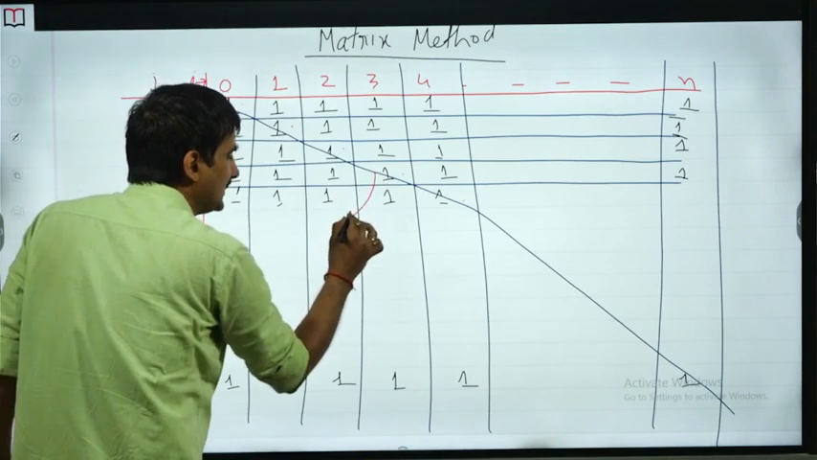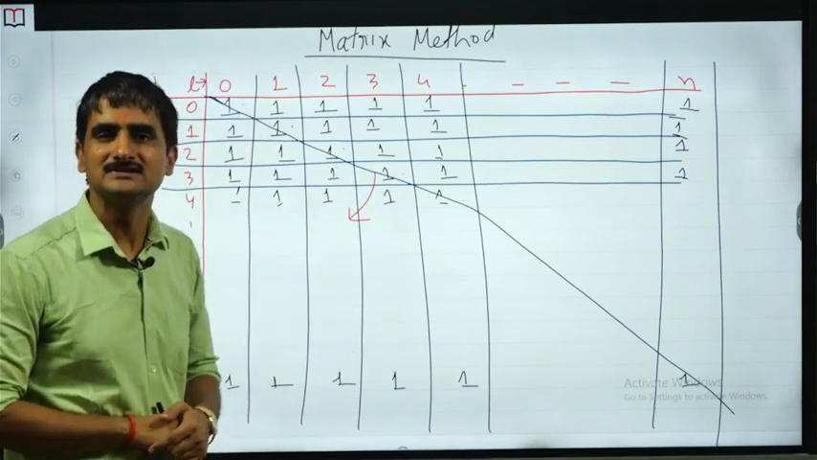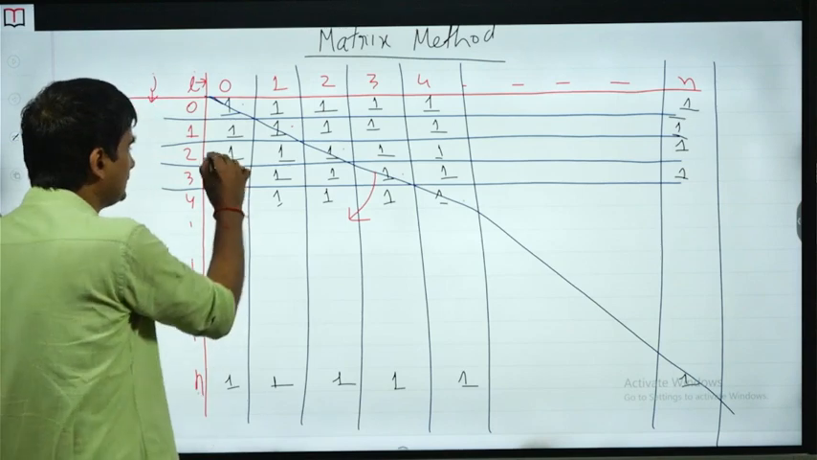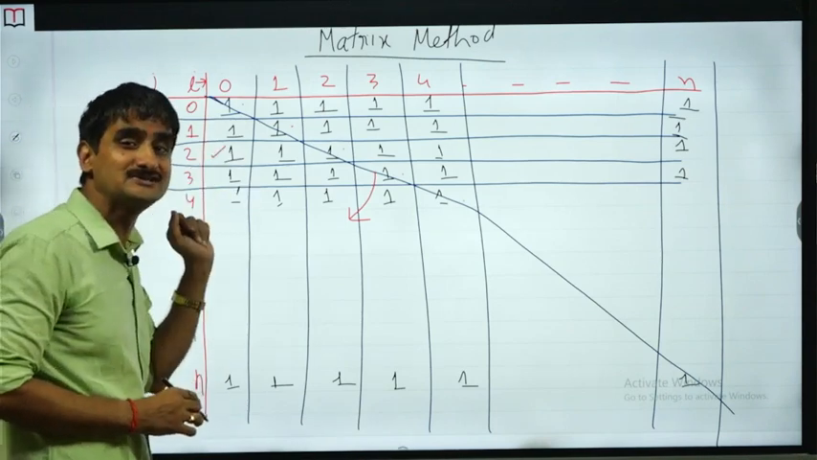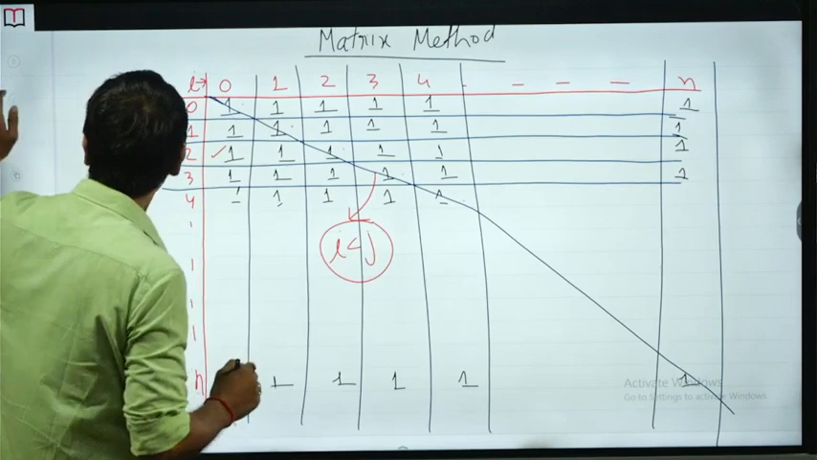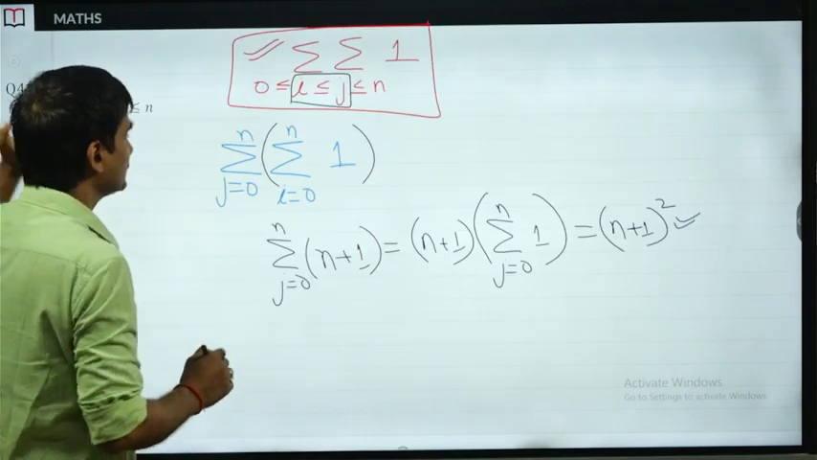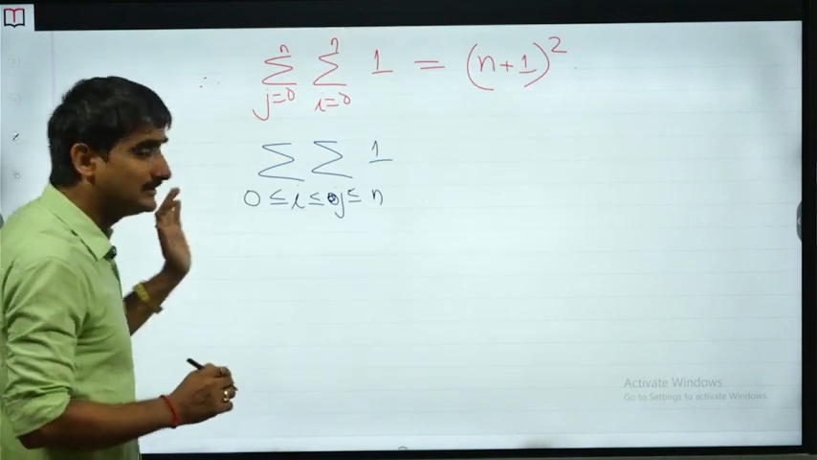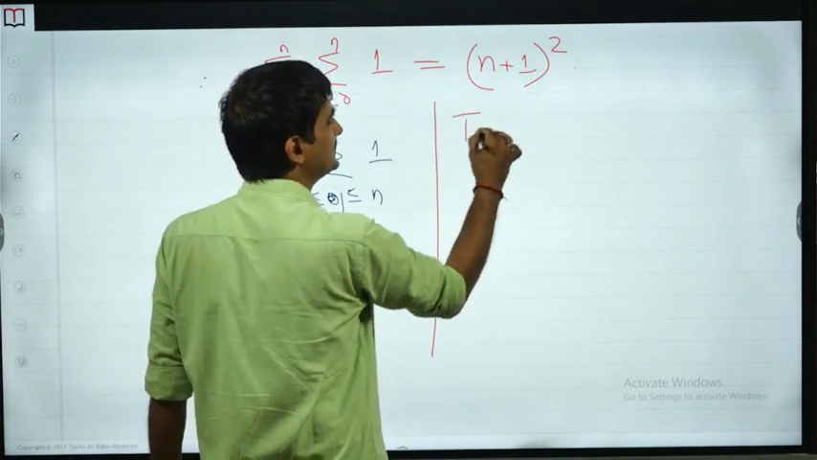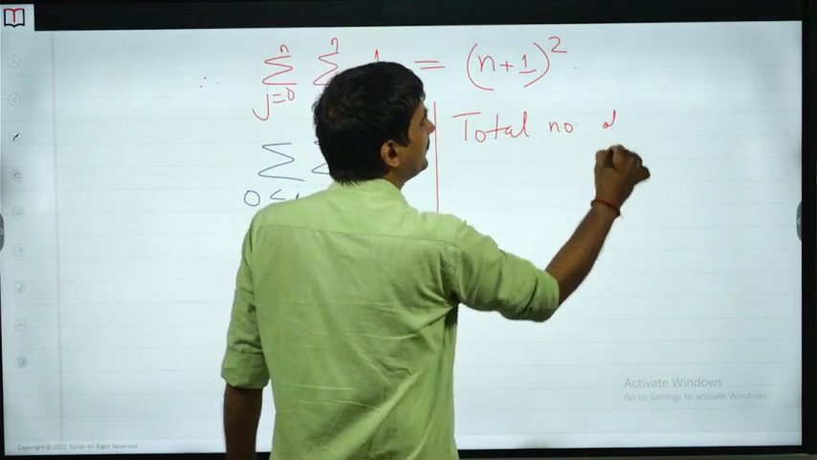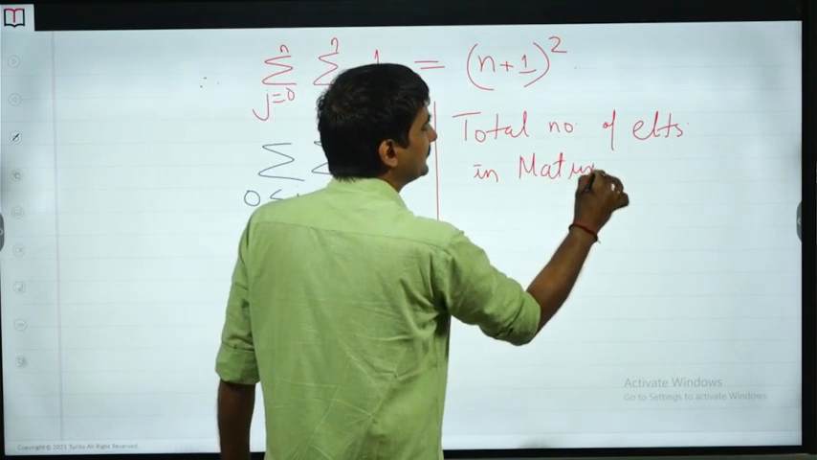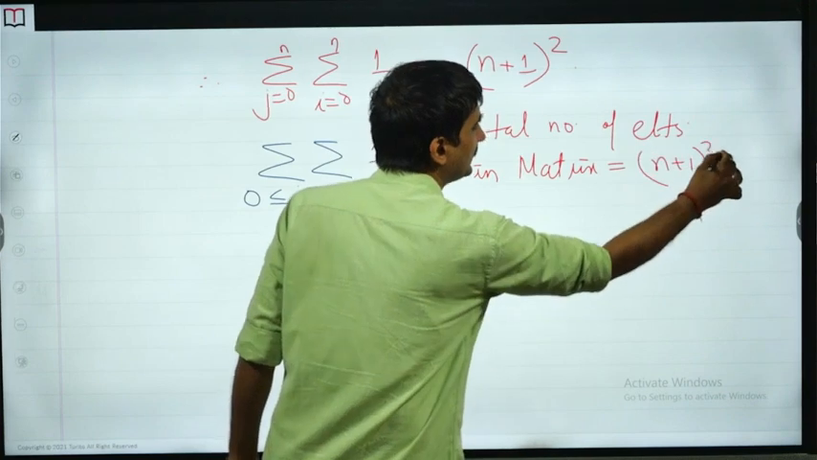So if I am looking at the elements on one side of the diagonal, what is the position? If I look at it, i is 0, j is 2, so i is less than j. So when i is less than j, then we are looking for the elements which are on that side of the diagonal. Total number of elements in the matrix, how many are they? In the matrix there are n plus 1 whole square.